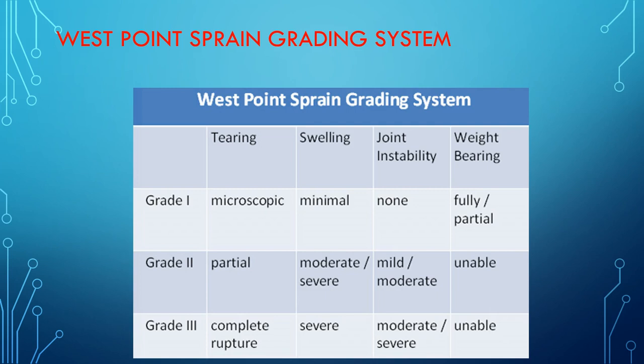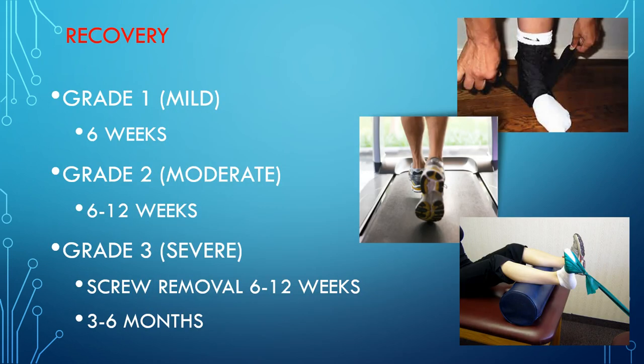With a grade 2 injury, there is partial tearing of the ligamentous structures with moderate swelling, sometimes severe swelling, some degree of instability, and the patient is not going to be bearing weight. With a grade 3 injury, there is a complete rupture with significant swelling, significant instability, and again, no weight bearing.